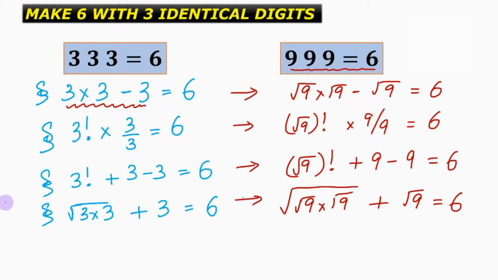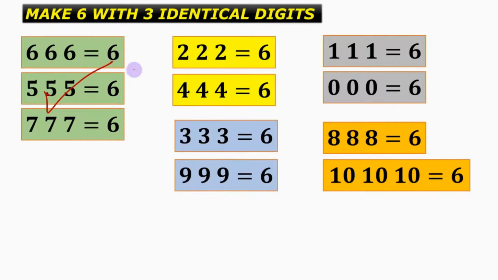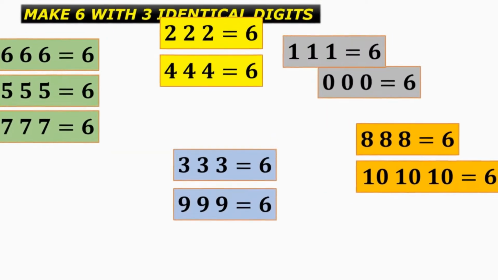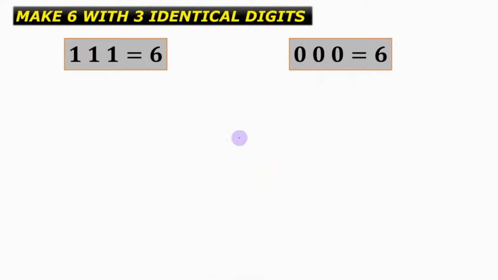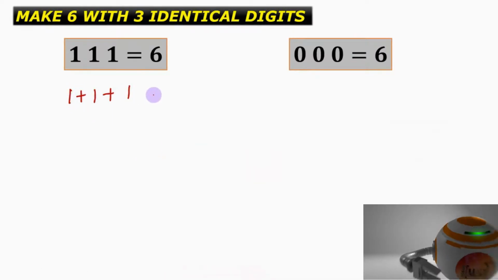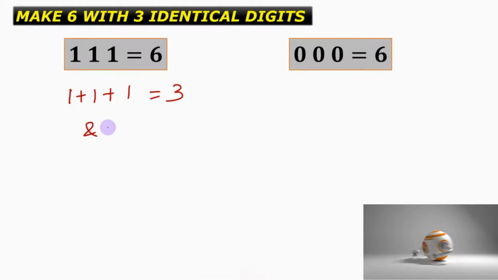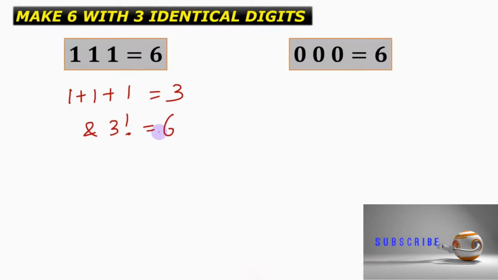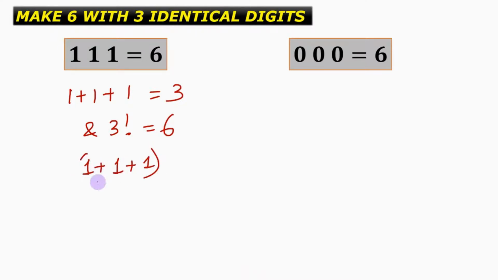Alright, let's move on. Now we have covered these and this. Now the next questions are 1, 1, 1 equal to 6 and 0, 0, 0 equal to 6. And to solve that, we are again going to use the factorial method. 1 plus 1 plus 1 is equal to 3 and 3 factorial is equal to 6. Then all you need to do is 1 plus 1 plus 1 factorial will be equal to 6, and this is the solution to this question.